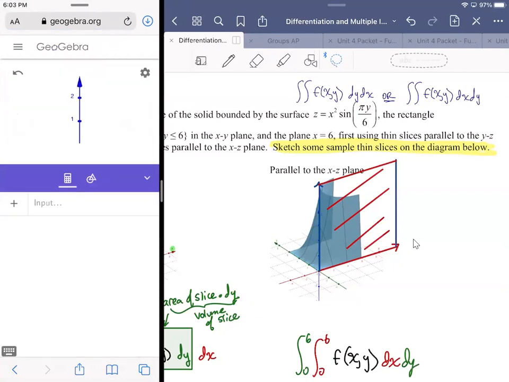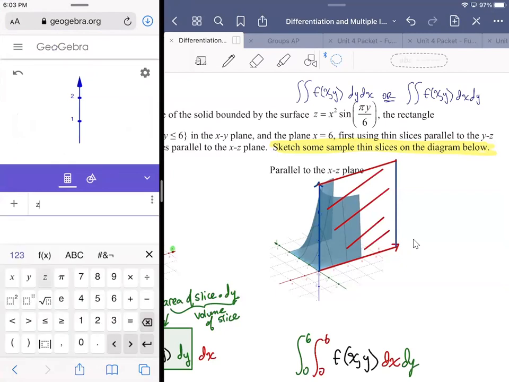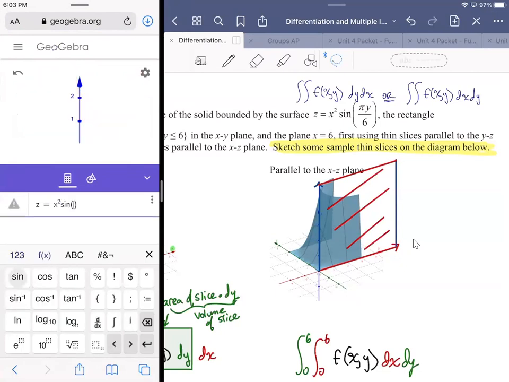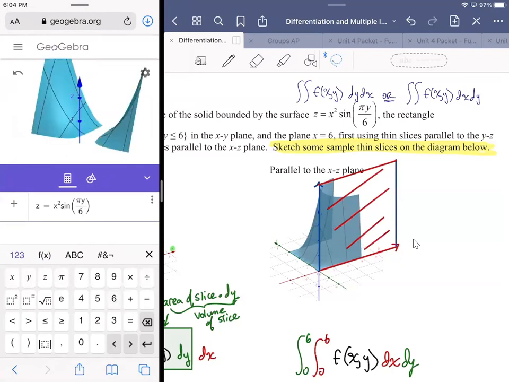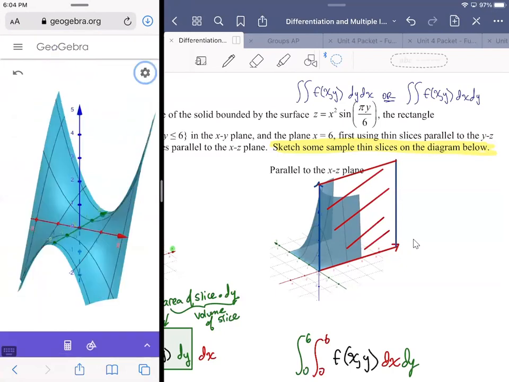Get rid of the plane. Always get rid of the plane. So z equals x squared sine. All right, so you can look for the function sine, or you can just start typing it in. If you can find the function, it makes life a little bit easier. Create the fraction pi y over 6, and so that's the function. But again, it's a little funky.